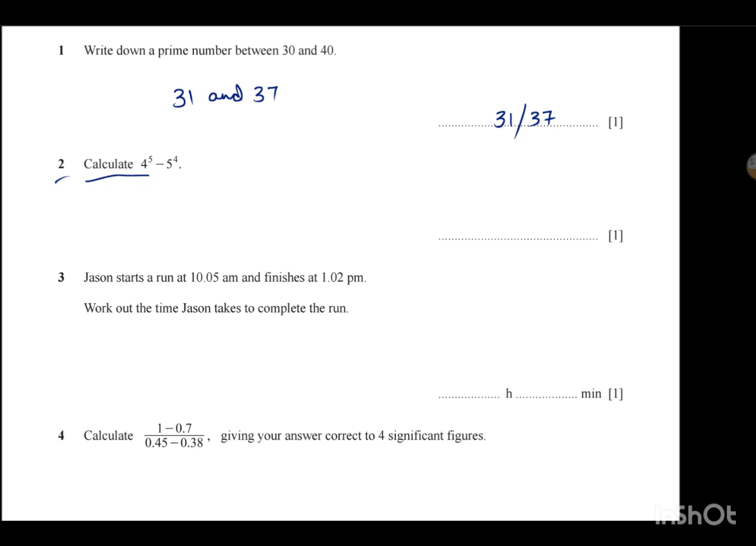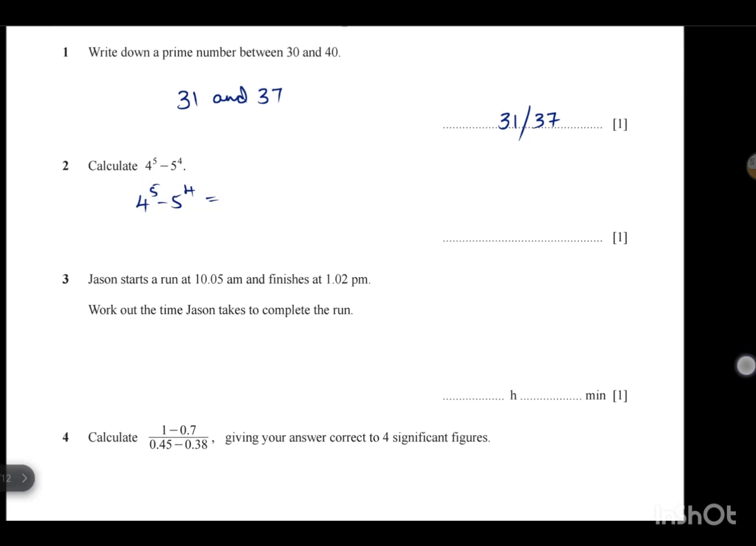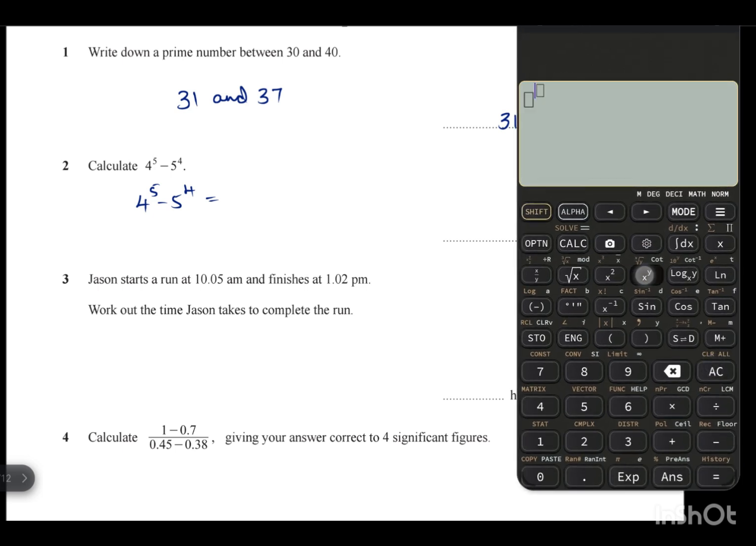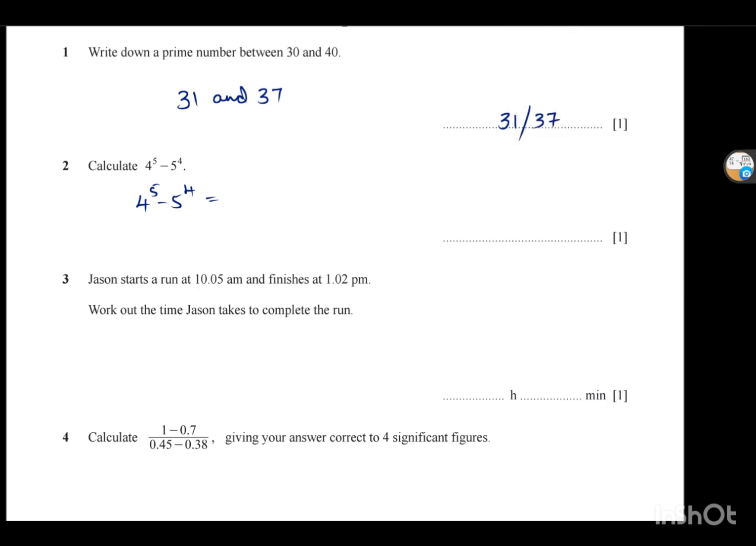Question 2. Calculate 4 raised to 5 minus 5 raised to 4. You can use your calculators. 4 raised to 5 minus 5 raised to 4, 399.